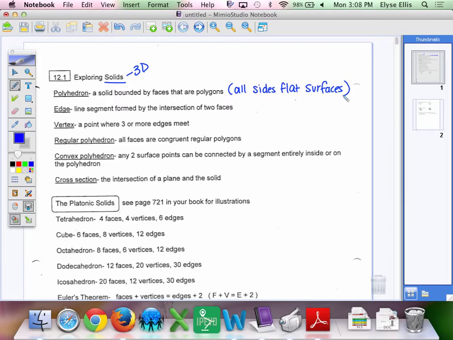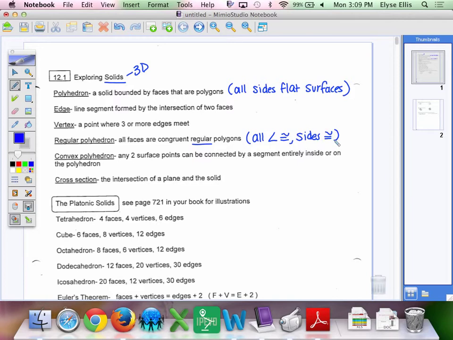A vertex is a point where 3 or more edges meet. You can almost kind of think of it as a corner. Again, if you were thinking of a dice where 3 faces or 3 flat sides met, that corner would be a vertex. A regular polyhedron, regular meaning all the faces are congruent, regular polygons. And by regular, that means all of the angles are congruent and all of the sides are congruent. Equiangular, equilateral, that's what regular means.